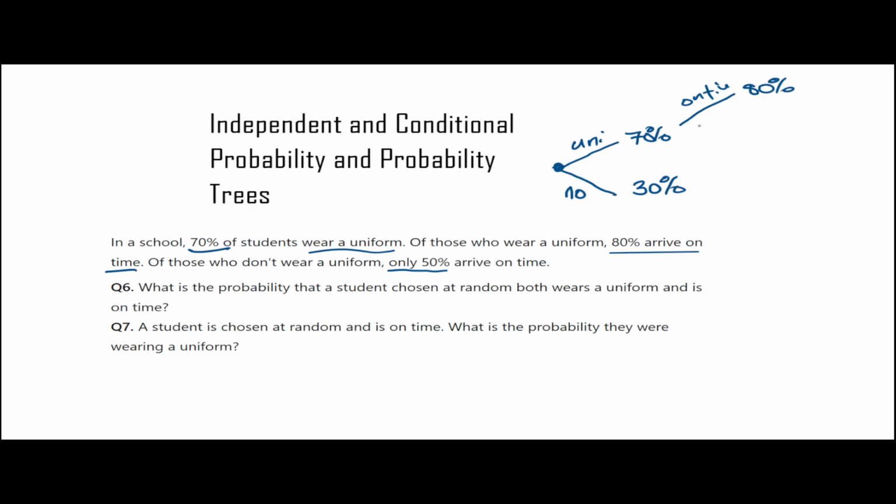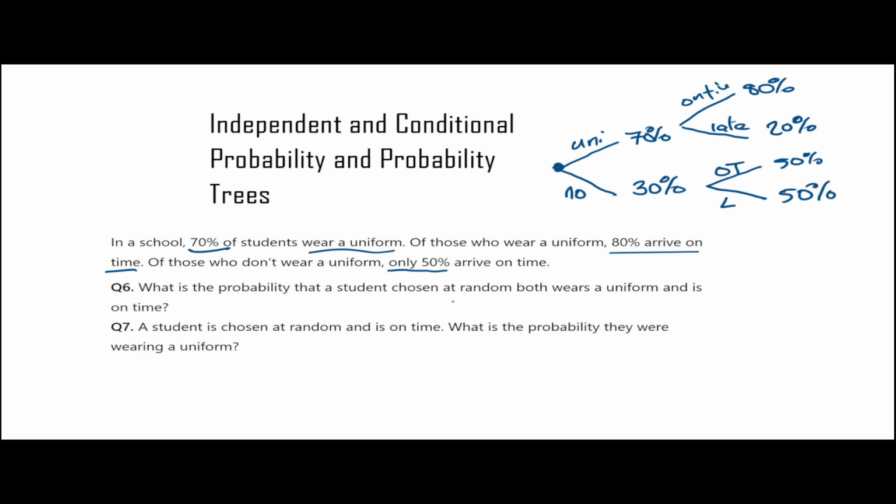And 80% of those. So I guess that means late 20%. So they're either early or they're late. It has to add up to 100. Okay. Of those who don't wear a uniform, 50% arrive on time. So I'm just going to go OT, 50%, and late 50%.